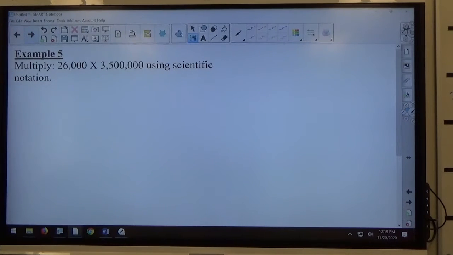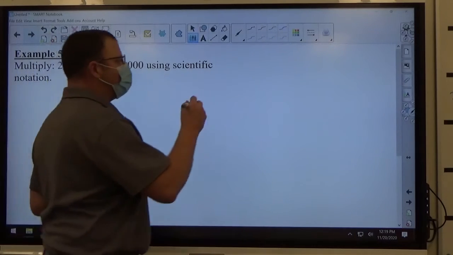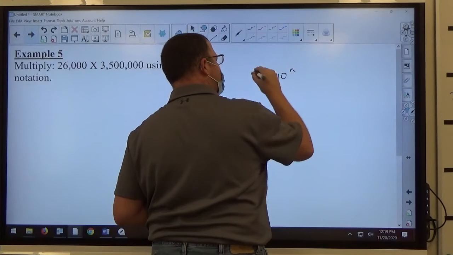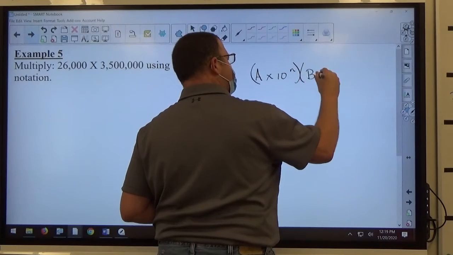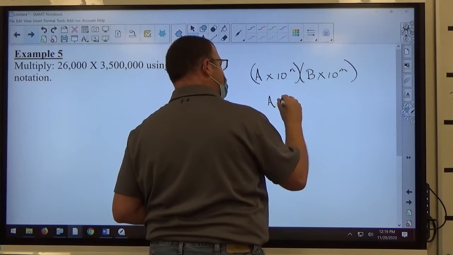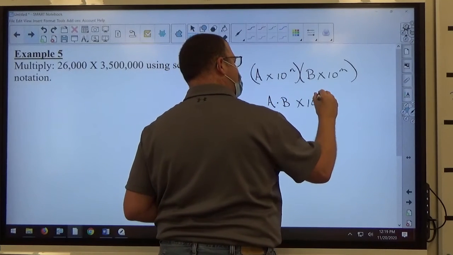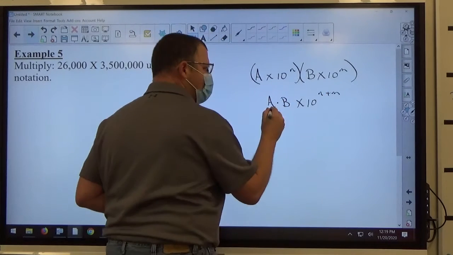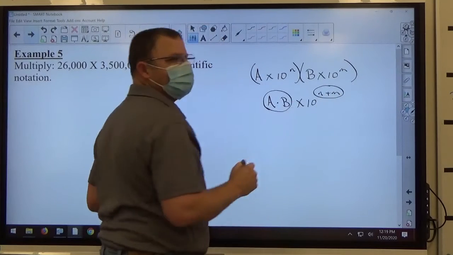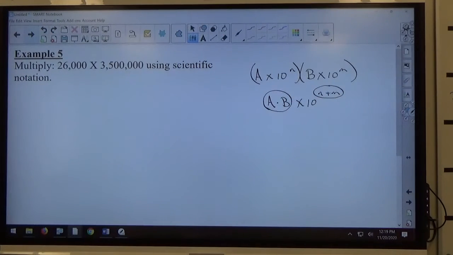Okay, for example 5, we're going to multiply some numbers using scientific notation. Let me give you a multiplication rule for this. If you have a times 10 to the n power multiplied by b times 10 to the m power, you're going to get a times b times 10 to the n plus m power. So you multiply the two coefficients to get a new coefficient, and you add the powers of 10 to get a new power of 10 when you're doing scientific notation multiplication.